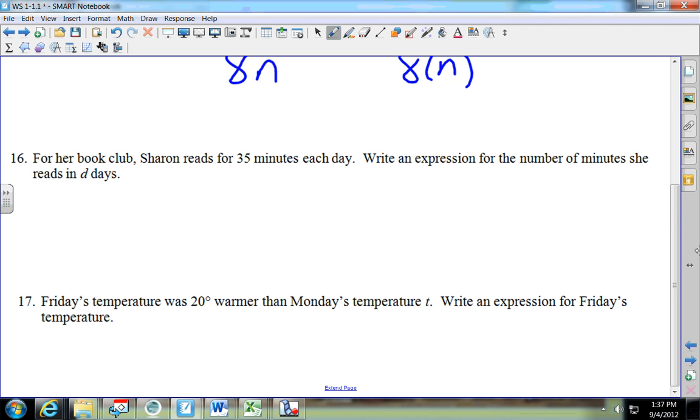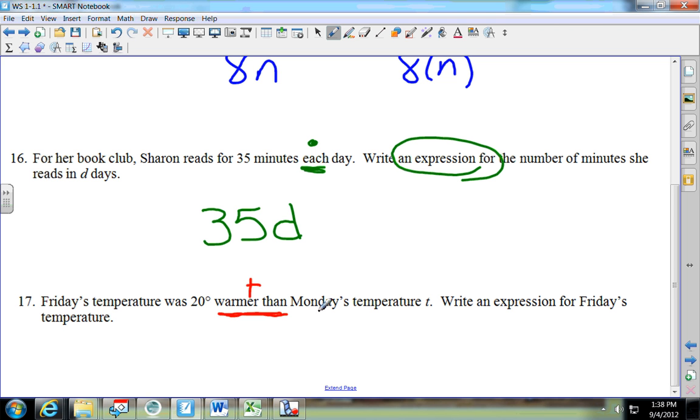Number 16, for her book club, Sharon reads 35 minutes each day. Remember, each means to multiply. So write the expression. It is 35D, 35 times the number of days. 17, Friday's temperature was 20 degrees warmer than Monday's temperature, so that's addition. So you have 20 plus T, or because it's addition, we can go T plus 20.